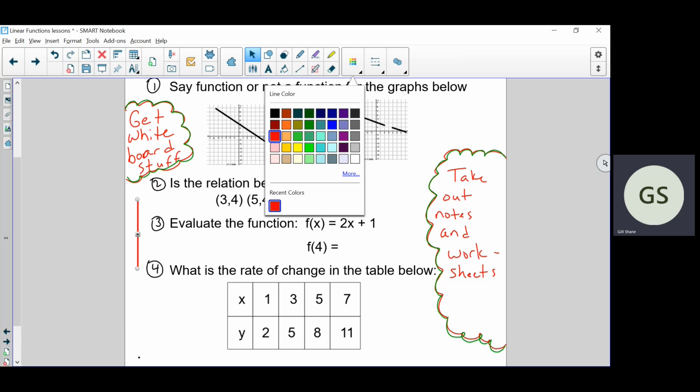So we're reviewing right now for the exit ticket. Get out any notes. You'll need a whiteboard and a marker. Why don't you just grab that stuff first? Actually, if you want a calculator, you can grab a calculator.